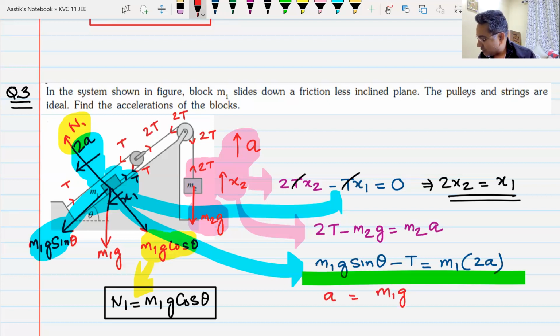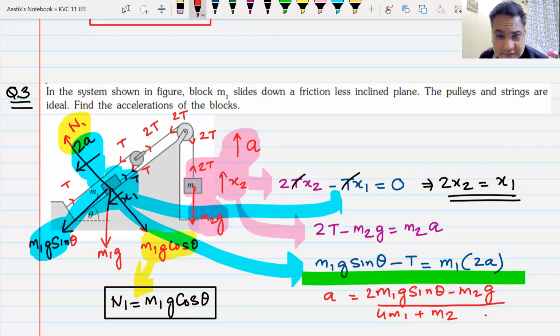So it will be 2 times m1g sin theta minus m2g. I can take g common, divided by 4 times m1 plus m2. That is the answer. Do we get this? Yes or no?